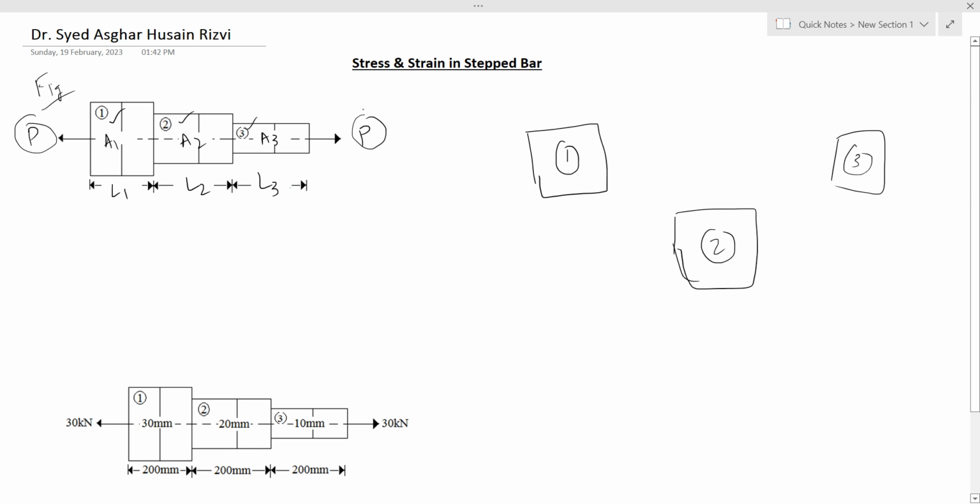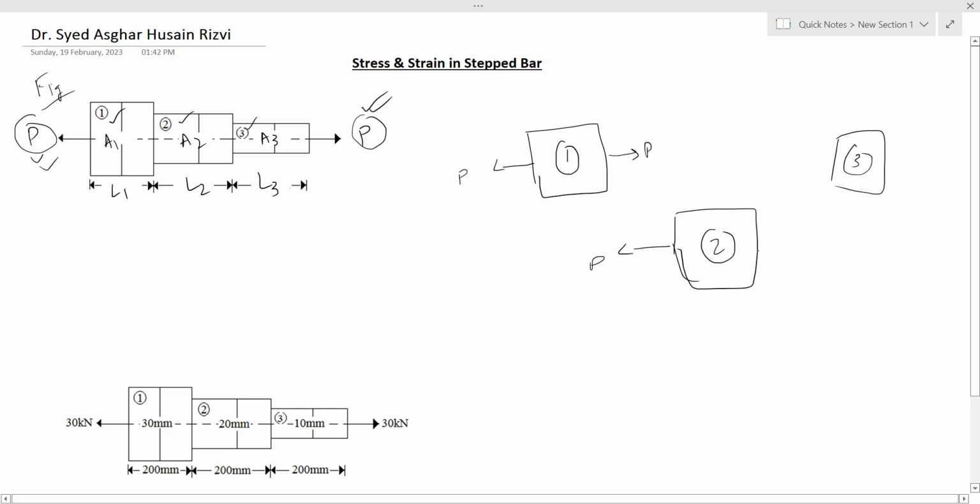Since the bar is subjected to force P, all the sections will be experiencing the same force P, and the lengths are L1, L2 and L3.